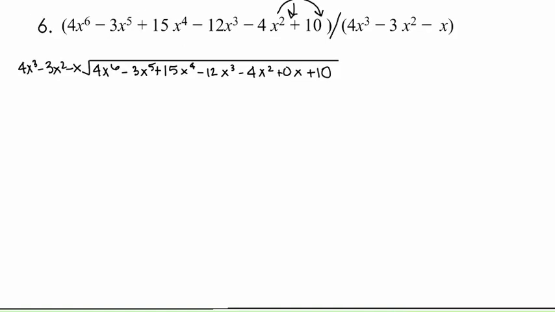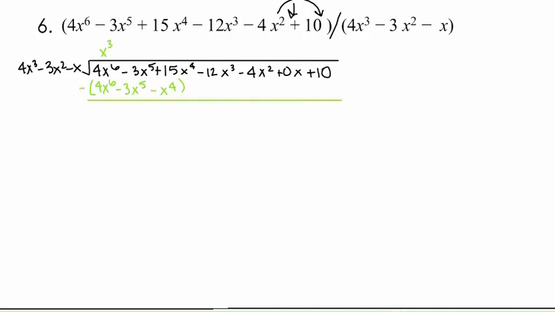To get 4x cubed to 4x to the power of 6, we know that we don't have to multiply by any coefficient because they have the same coefficient. We know we just have to get the x cubed to the x^6. So we can multiply it by x^3. Now let's drop that down. We'll have 4x^6. Negative 3x squared times x cubed is going to be negative 3x^5. And then negative x times x cubed is going to be negative x^4.